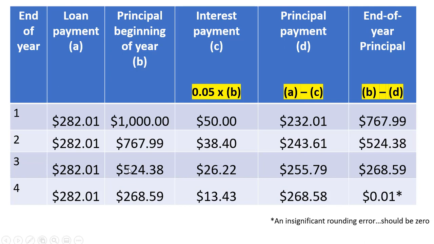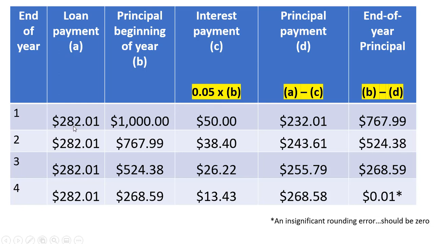So here's our table. We've got a bunch of columns, end of year, 1 through 4. The loan payment, again, is equal. That's a fixed recurring payment that happens at the end of each year. And this column B, this is the principal at the beginning of the year. So at the beginning of the year, you have $1,000. You get this $1,000 loan. The interest payment is 0.05 times 1,000, or $50.